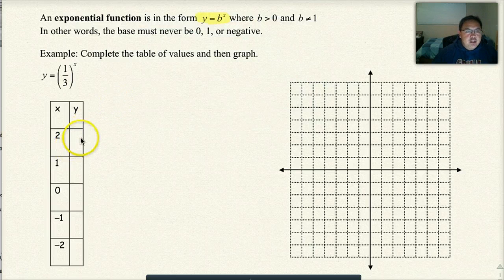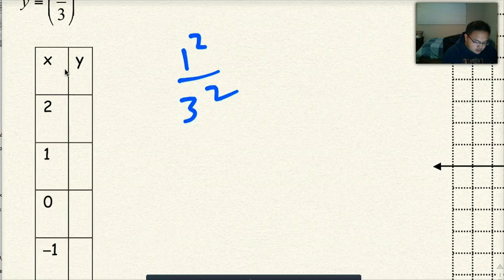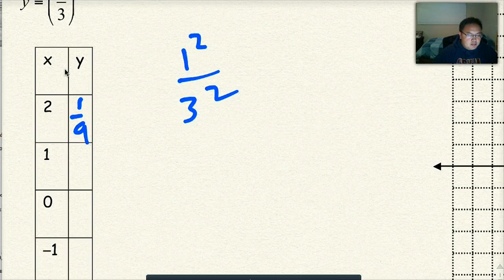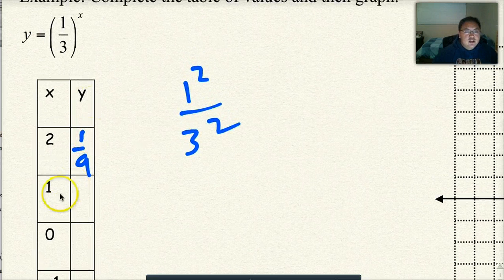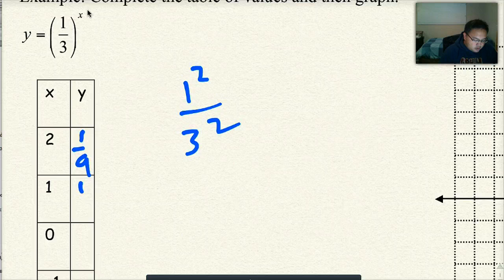So just like what you've done in algebra, here's my table of values. You also have a graphing calculator, you can use that as well. So this is 1/3 to the x power. If I plug in a 2, I get 1 to the second power over 3 to the second power, which gives me 1 over 9. So in this very tiny box, I'll write 1 over 9. I don't have to do the whole thing for you, but I'll just explain. 1/3 to the first power is 1/3. If I put in a 0, I get 1.